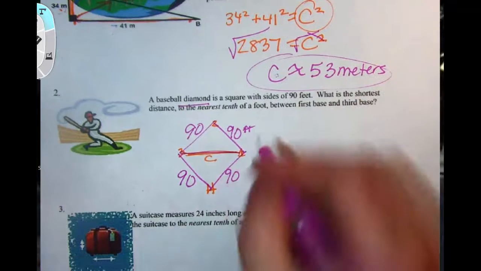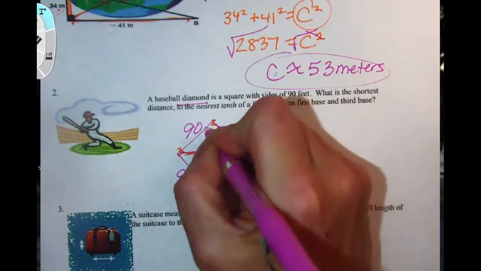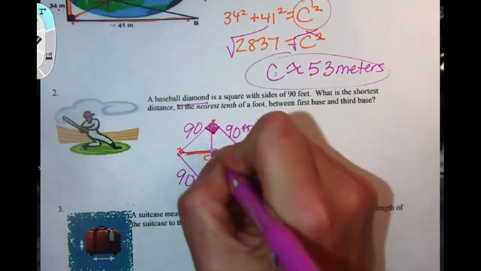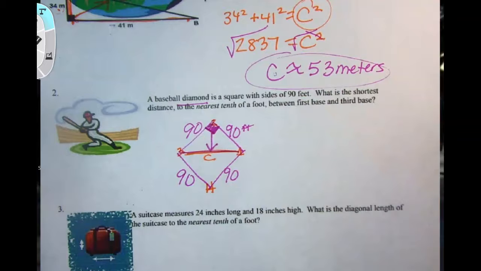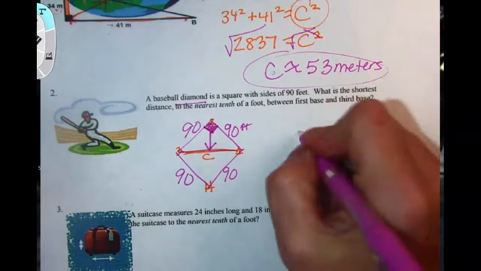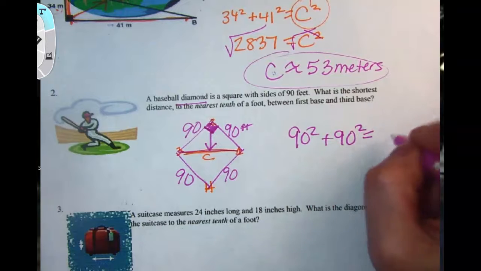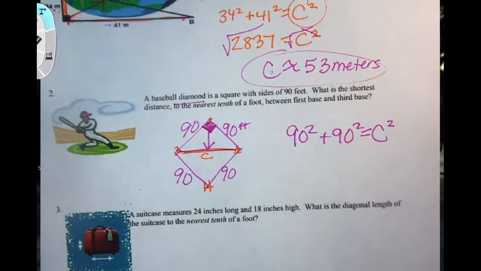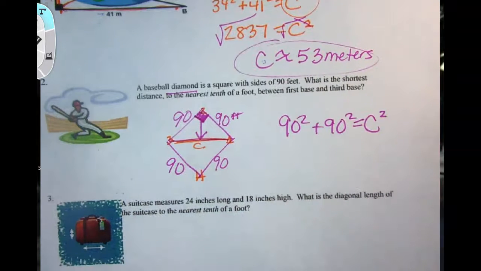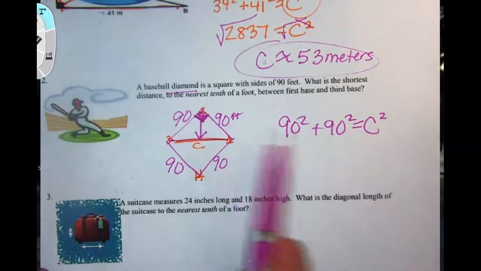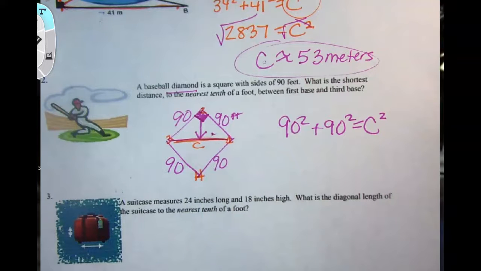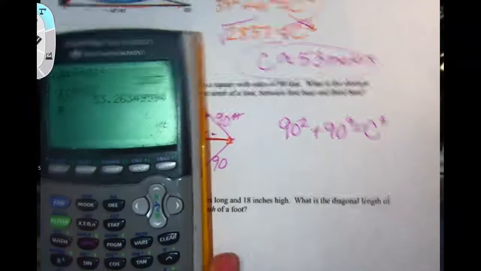So right away, I know that's going to be my 90-degree angle here, and we're looking for the diagonal. So we would get 90 squared plus 90 squared equals, and then again, we're looking for the longest part there. That's the hypotenuse. So we would just put that all in our calculator.